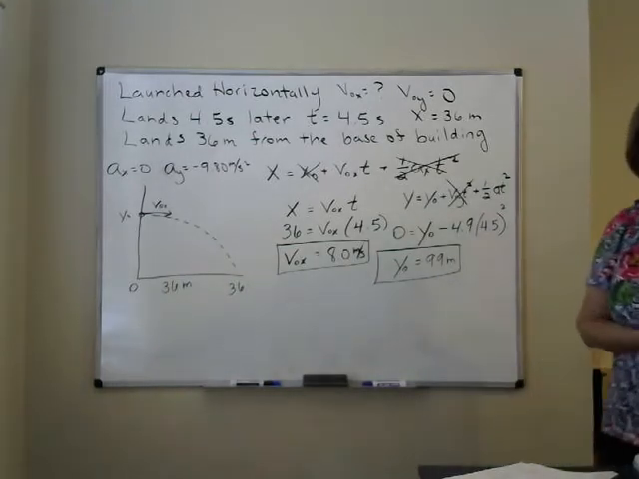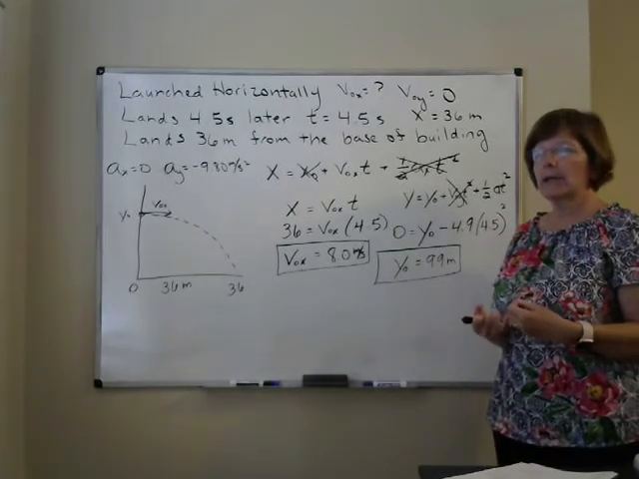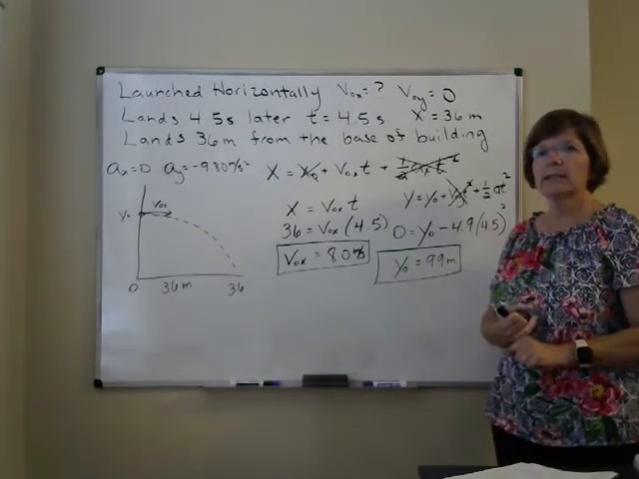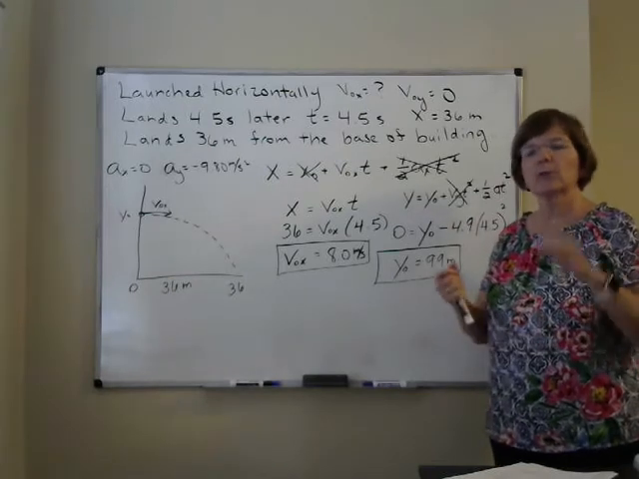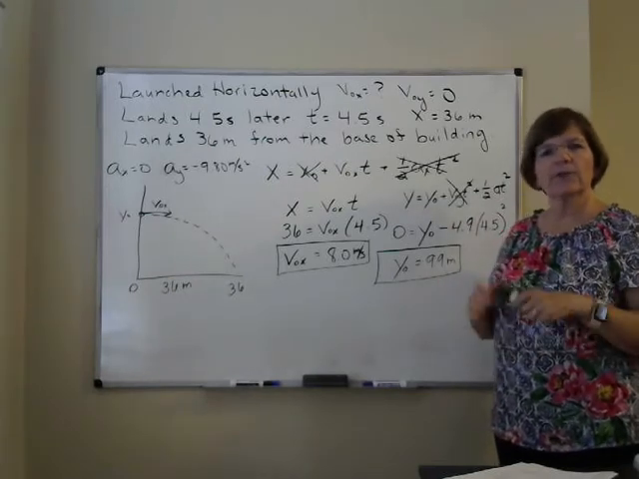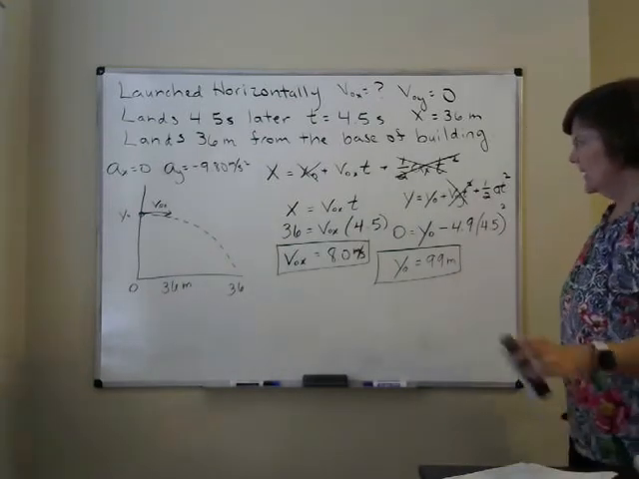All right, when things are launched horizontally, it's pretty easy because we know the initial velocity in the y direction is 0. It's exactly like free fall. It's just like we dropped it and it fell down as far as vertical motion. Let's look at something when we launch at an angle.